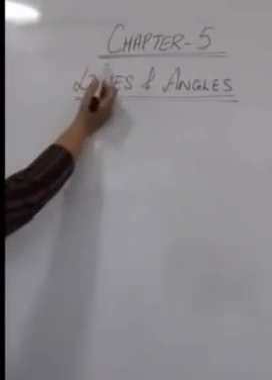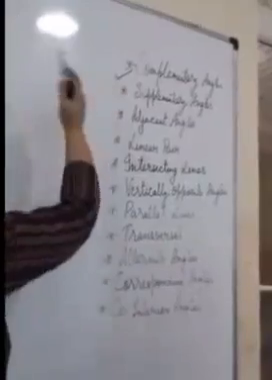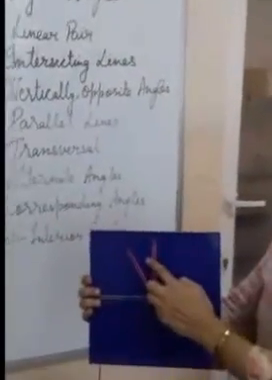Students, today we are going to start our chapter 5, which is lines and angles. In this chapter we will discuss the following topics. First of all, we will discuss the complementary angles. Complementary angles are the angles where the sum of two angles is equal to 90 degrees.